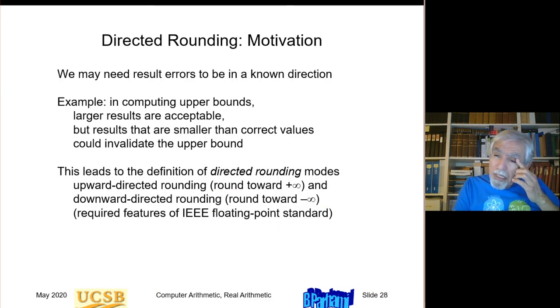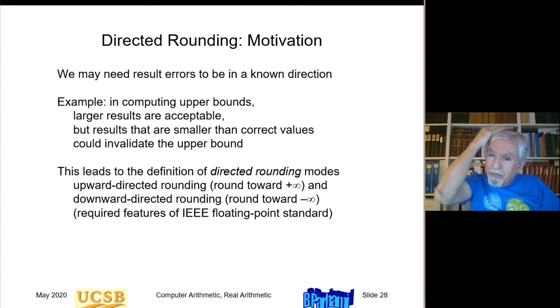Okay, in the IEEE 754 standard, we also have directed rounding modes. Directed rounding means that the rounded value always goes up or always goes down. This rounding mode is useful when you're trying to compute the upper bound for something. It's good to round up, because when you round something up, the rounded value is still a valid upper bound. Whereas if you round it down, there's a danger that the value obtained is no longer a valid upper bound.